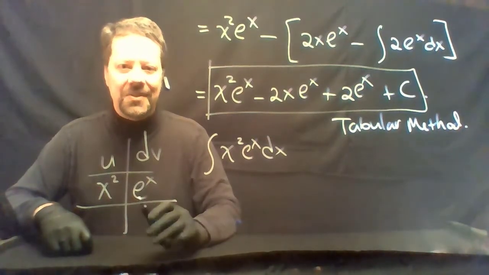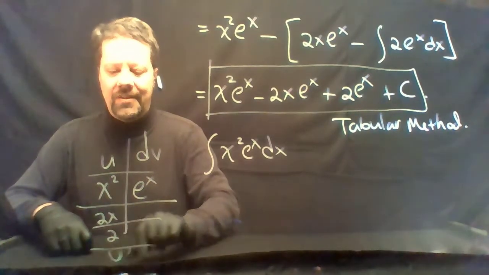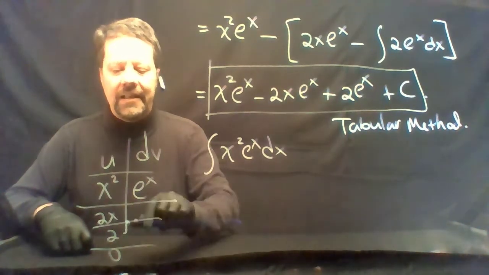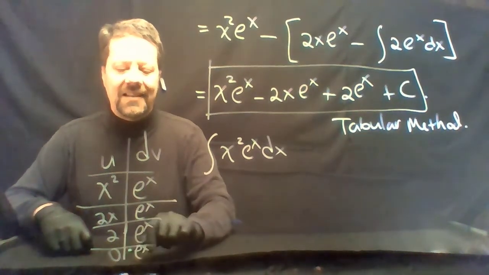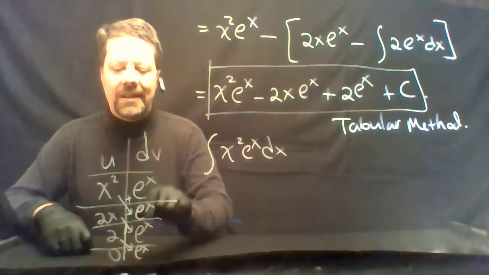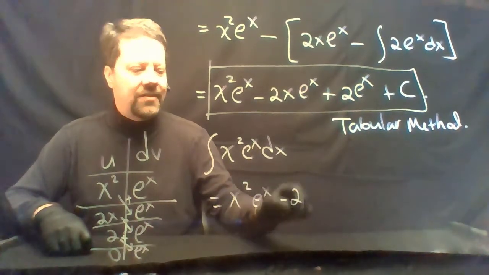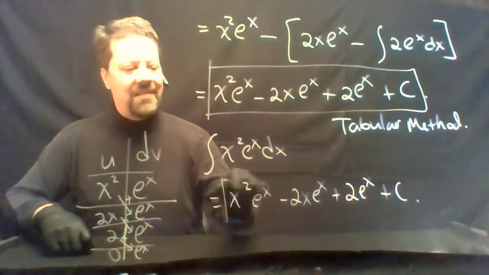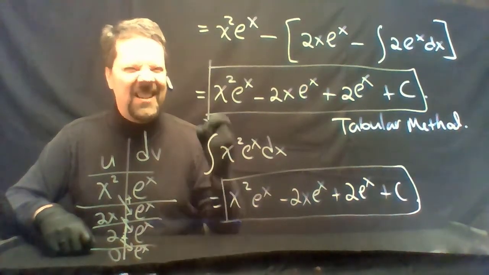We're not going to write the differentials this time. The derivative is 2x, 2, and 0. That's where you stop. You take derivatives down the first column. You take integrals down the second column, e to the x, e to the x, e to the x. And then you multiply down diagonals and alternate signs, plus, minus, plus. We get x squared e to the x minus 2x e to the x plus 2 e to the x plus c. And it's done. This tabular method is awesome.